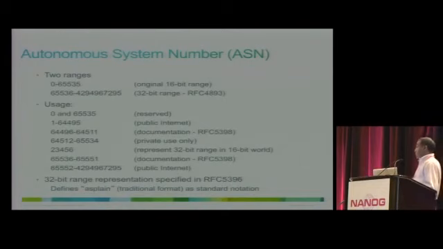1 through 64,495 from the 2-octet space is typically used for the public internet. Then there are a couple of blocks for documentation, and there is 1 block for private use. And then there is 1 specific number, 23456, that's used to represent a 4-octet ASN within a 2-octet domain, particularly if that 2-octet domain or router or device doesn't understand 4-octet autonomous system numbers. We'll discuss that later on.